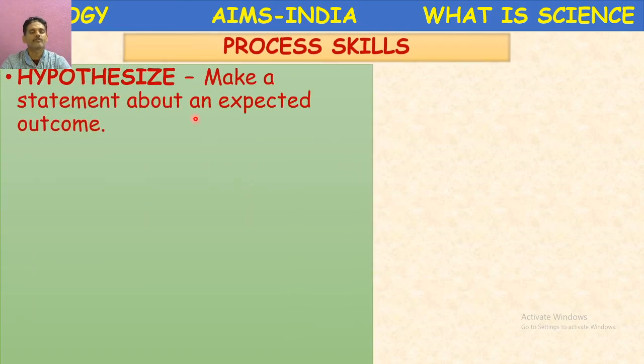Next process skill, hypothesize. How to hypothesize? First observation, then you have to hypothesize. What is a hypothesis? Make a statement about an expected outcome. So now inference, the result has come. So make a statement about an expected outcome. That statement is called a hypothesis. It may be stated in one statement or a group of statements which give complete meaning. So that process skill is called hypothesize.